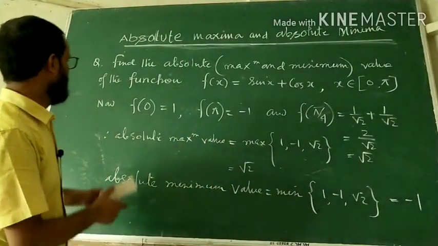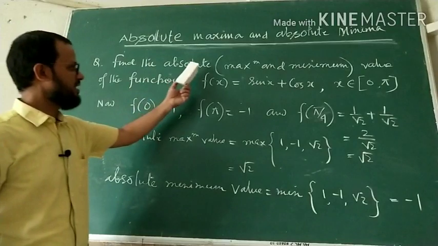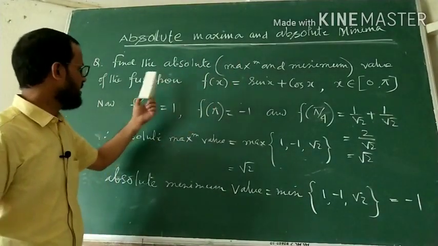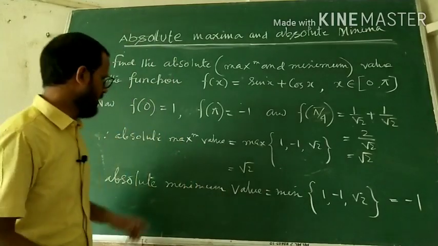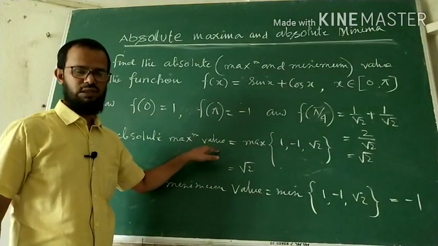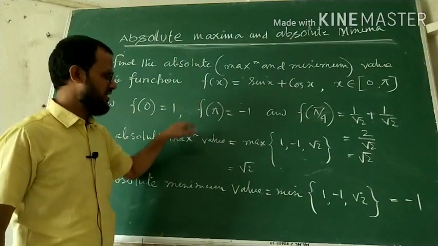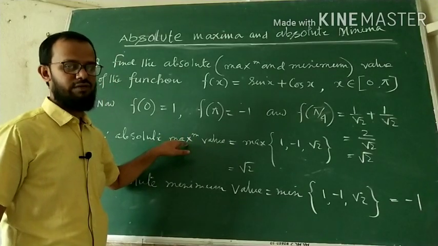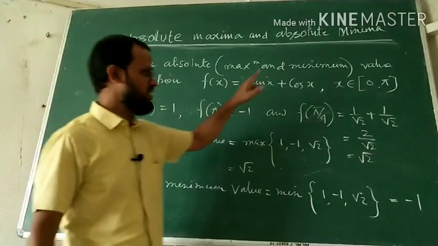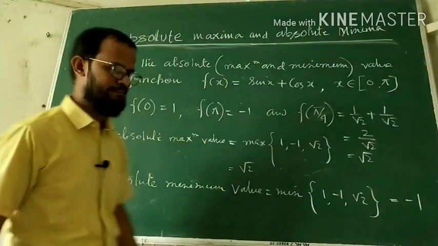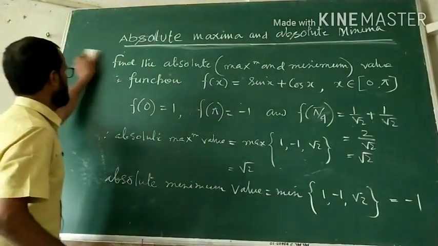If a question asks to find the maximum and minimum value of the function f(x) defined on a closed interval, you are going to find the absolute maximum value. Here maximum means indirectly it is mentioned that you have to find the absolute maximum value, because the function is defined in the closed interval. Okay, so this is the first question.